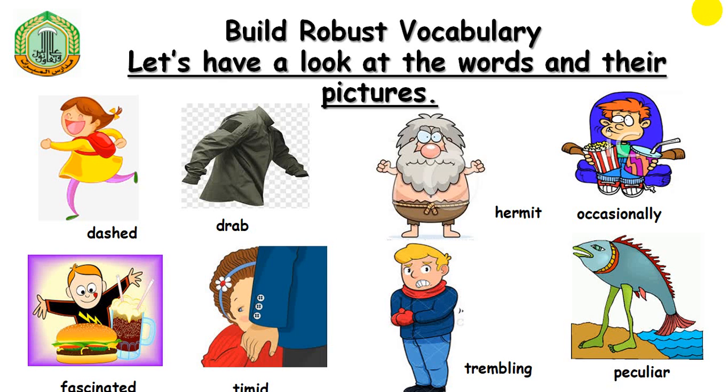We have pictures and we have the words that we need to learn. The first one is dashed. You see the girl? What is she doing? The second one is drab. It's a jacket, it's a shirt. I'm not sure what that could mean. And then hermit. Occasionally.